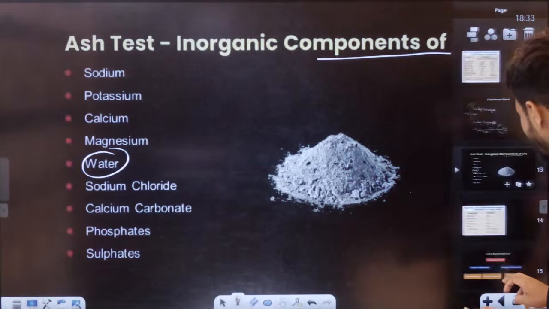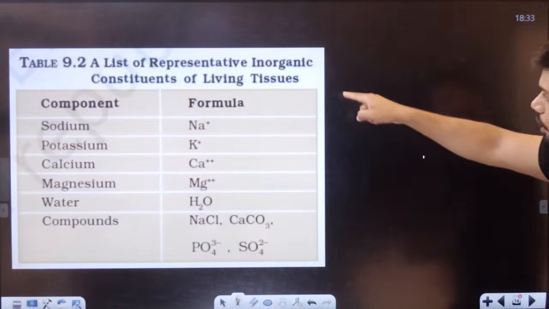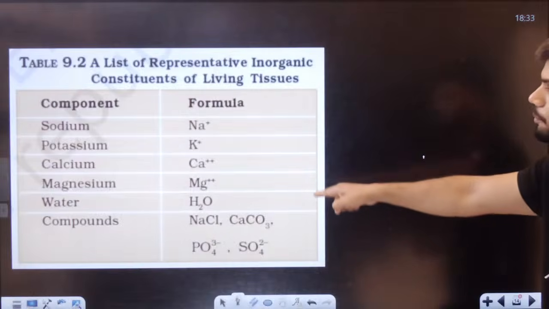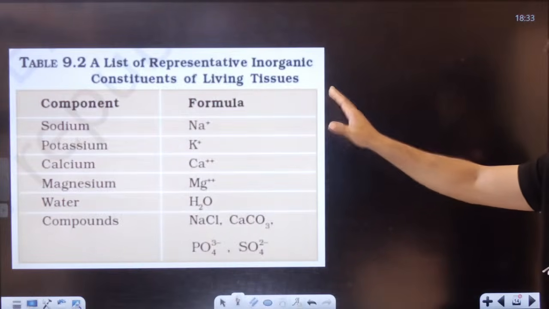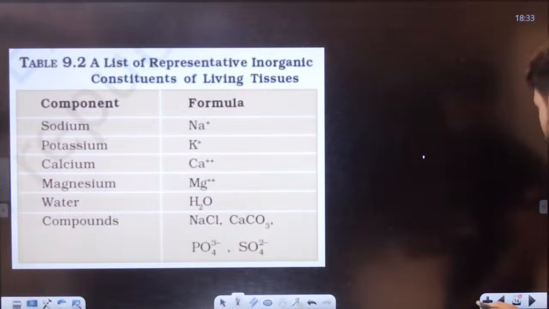The organic and inorganic molecules. Here is a list of all the inorganic molecules present in the living system. It is given in your NCERT itself.